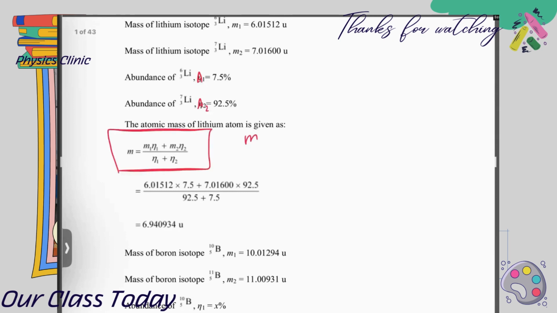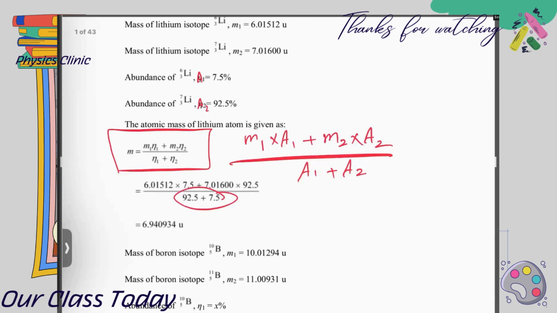That means mass of the lithium 6 into the abundance of the lithium 6, plus mass of the lithium 7 into the abundance of the lithium 7, by the total abundance. Almost that will be 100%, right? So out of 100%, 7.5% is available only for lithium isotope 6 and lithium isotope 7 is 92.5 percentage. Okay, keep in your mind, you have to multiply everything and then the resultant should be 6.940934 atomic mass unit. Okay, so this is the answer.